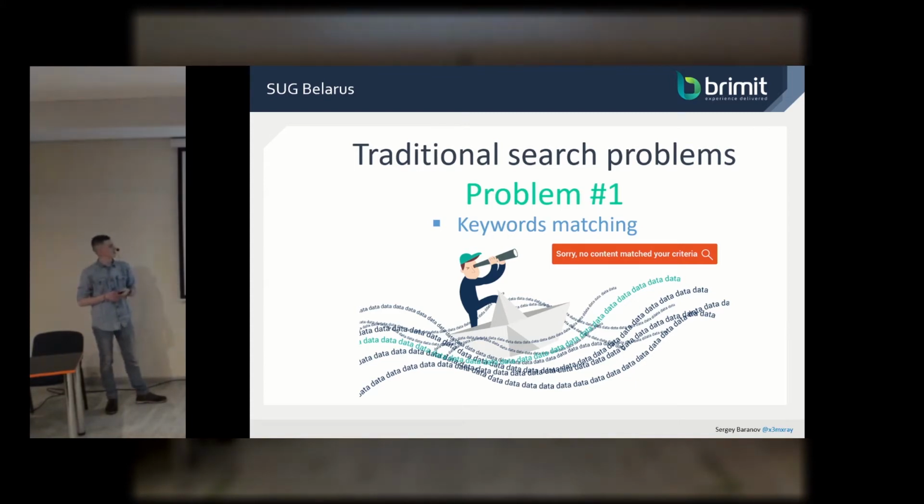Okay, the main problem you can very often face is keyword matching. It is also known as zero search results. It very often happens when you try to find something, but for example, you don't remember the exact name of the entity that you want to search, or maybe you forgot the correct spelling of something that you want to search.